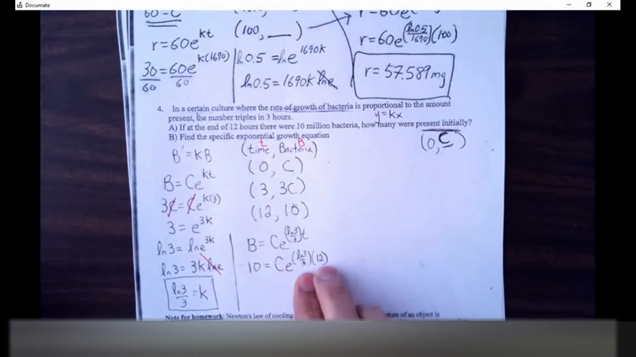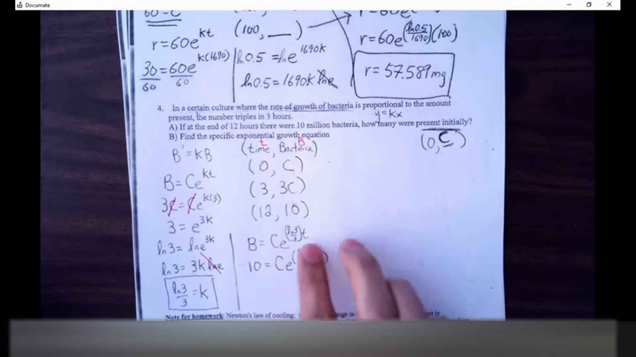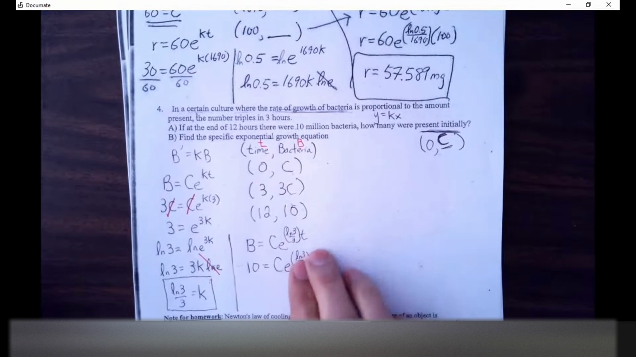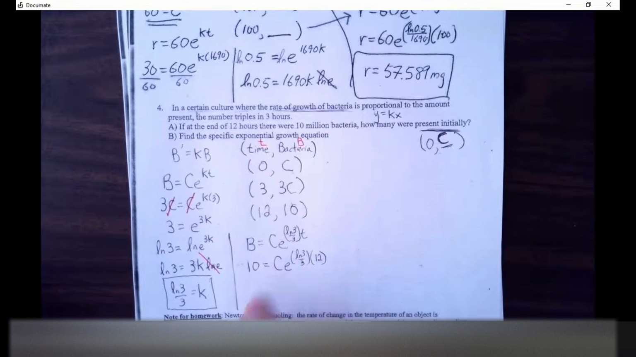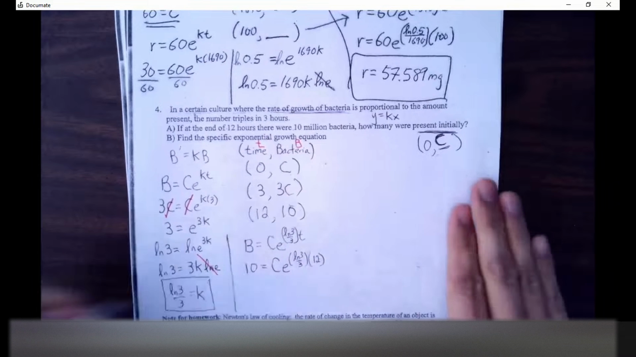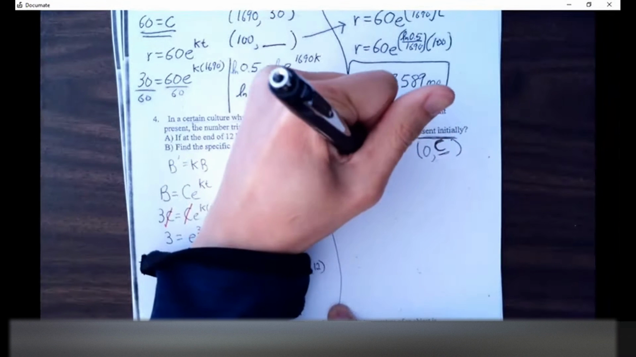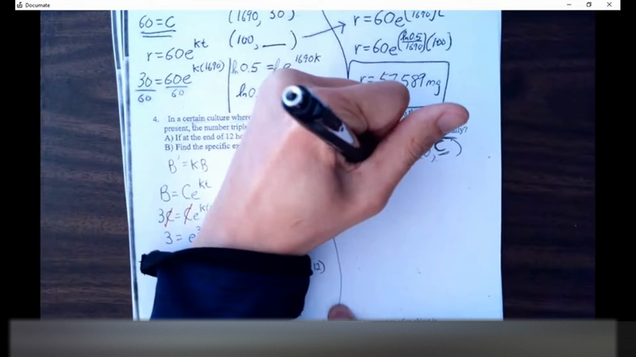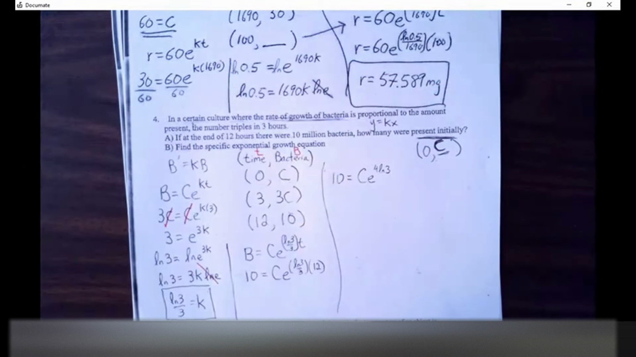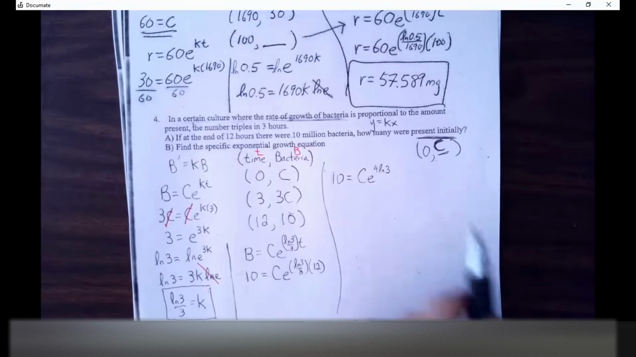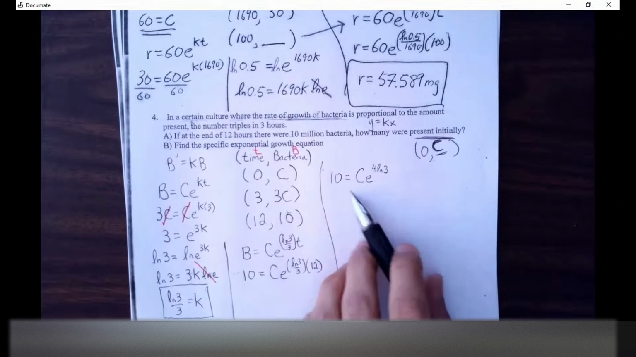I can do a little bit of cleanup. 12 divided by 3 is 4, but ultimately I'm going to take this number and divide it over to the left side, and I can isolate c, and then that's what we're looking for. Our c is going to be our initial amount. Okay, I'm just going to do a little bit of cleanup so I don't have to plug as many numbers into the calculator. So I'm going to reduce the 12 over 3 to be 4, divide this over.